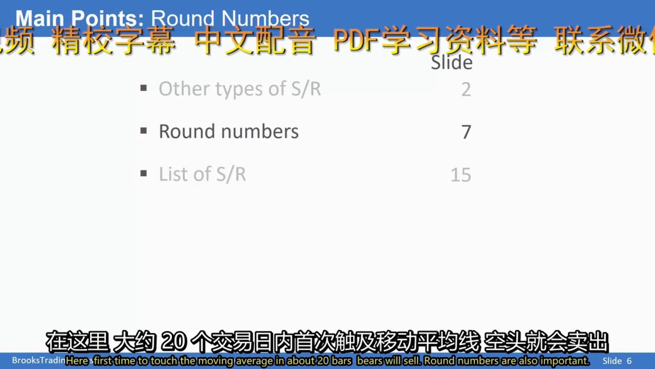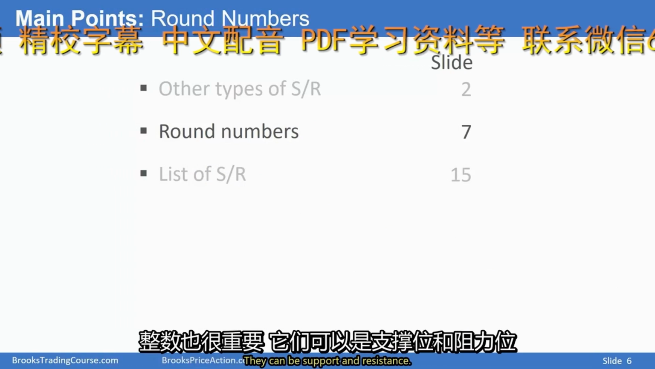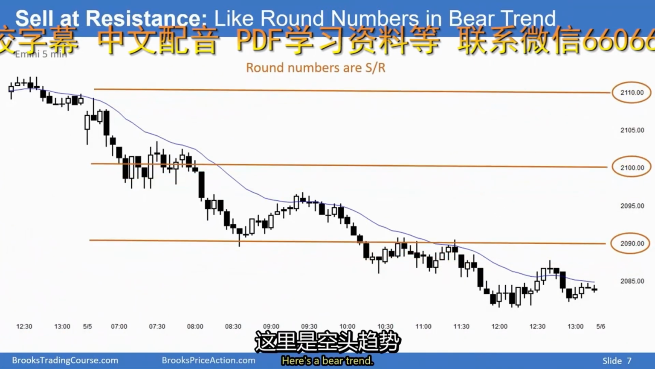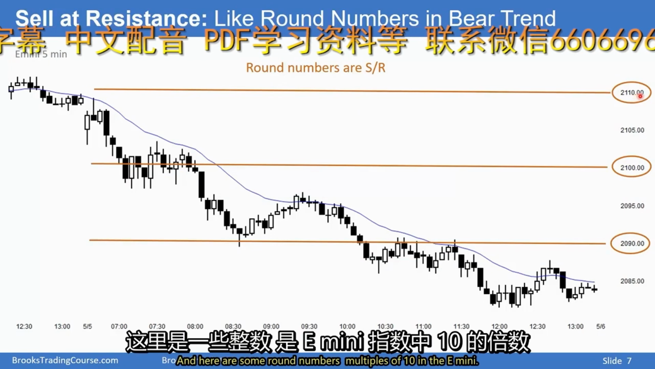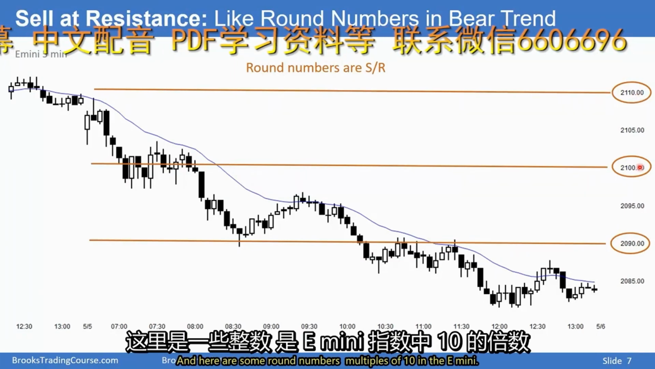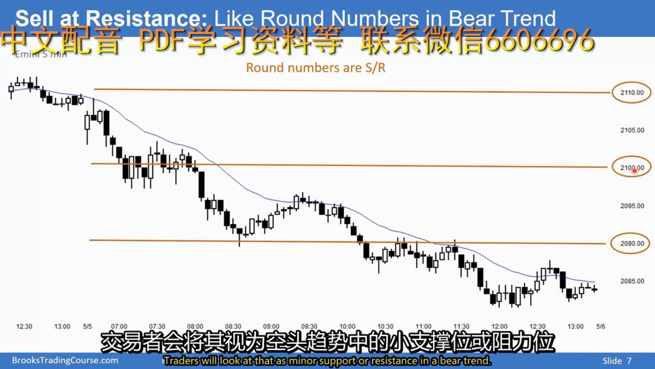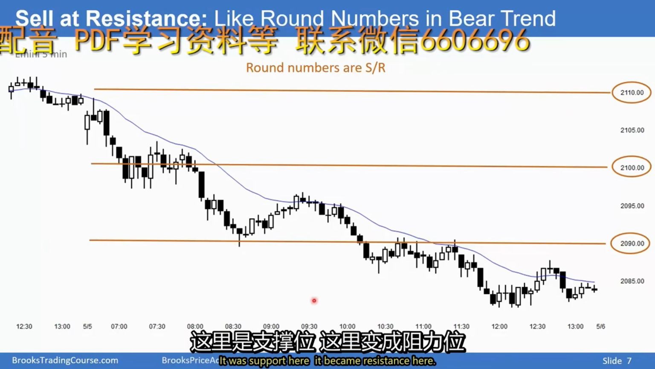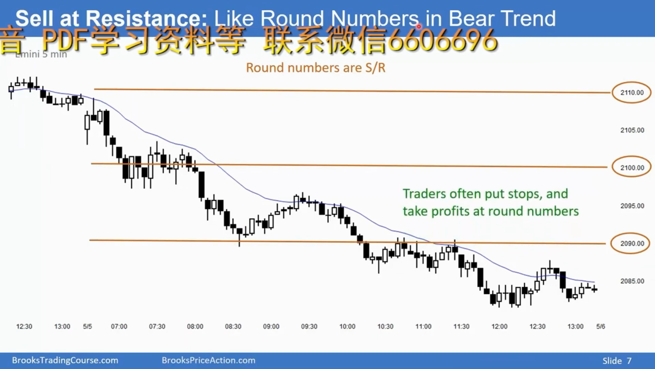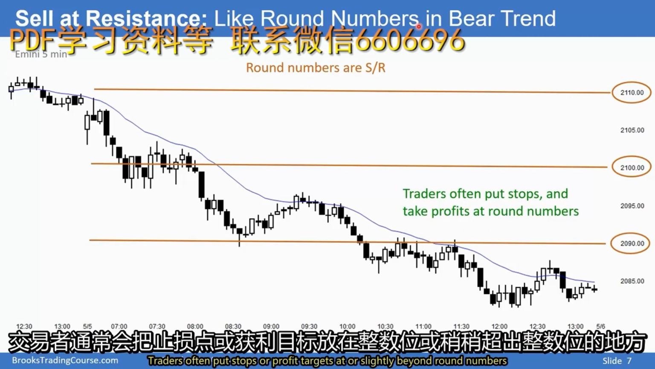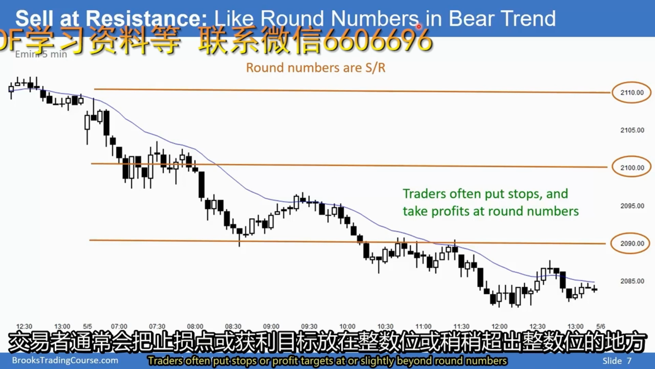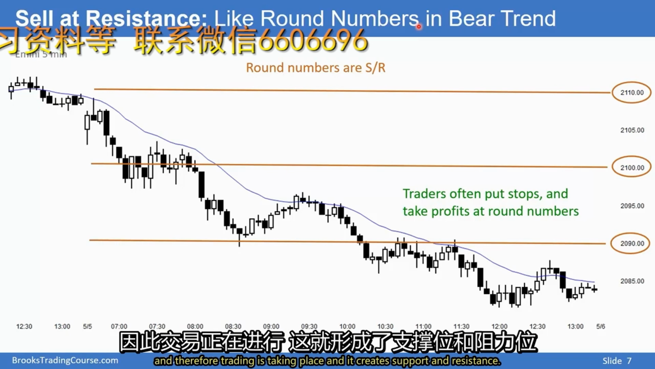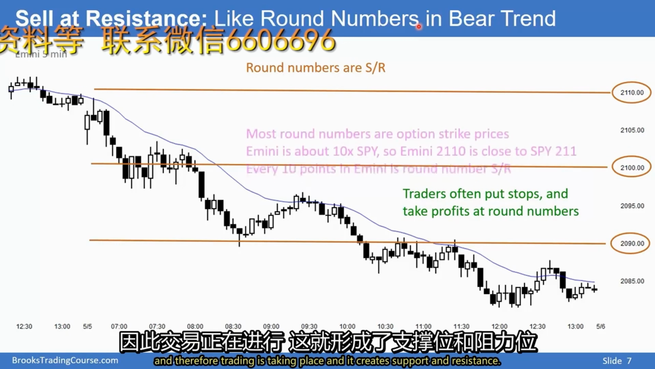Round numbers are also important. They can be support and resistance. Here's a bear trend. And here are some round numbers, multiples of 10 in the E-mini. Traders will look at that as minor support or resistance in a bear trend. There was support here, it became resistance here. Traders often put stops or profit targets at or slightly beyond round numbers, and therefore trading is taking place and it creates support and resistance.